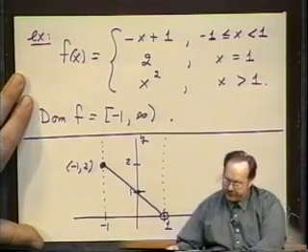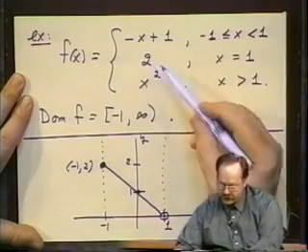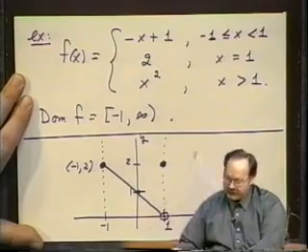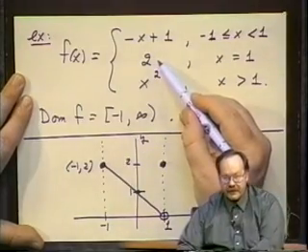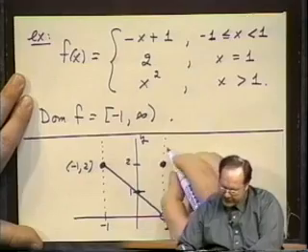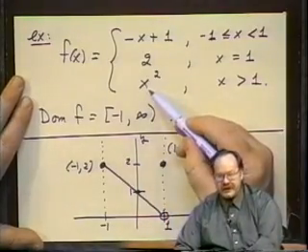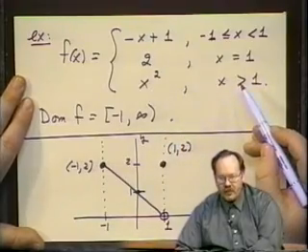Now what happens at 1? When x is 1, the function's value is 2. So above 1, I have a point. And that's what I get from the second part of this three-part function. And so that's the point what? 1, 2. The third part says the function is x squared when you are greater than 1.